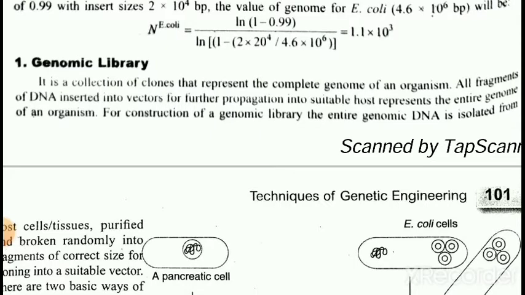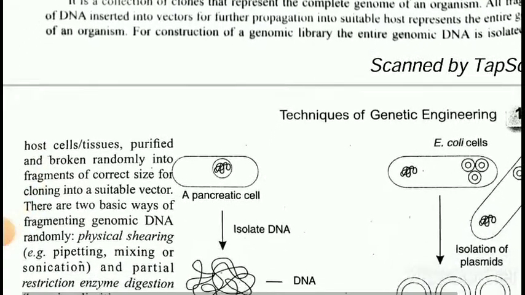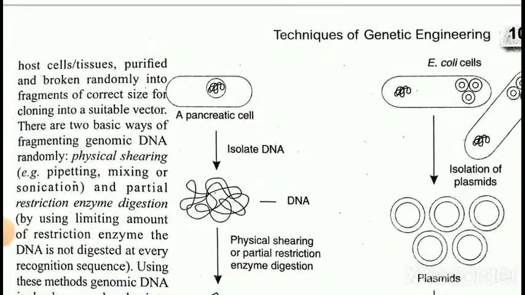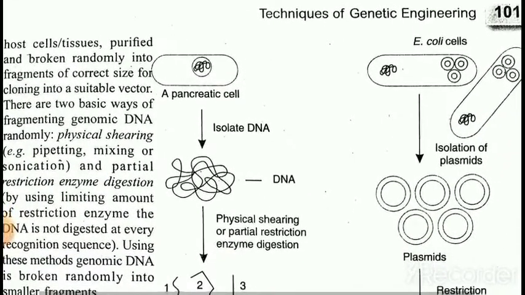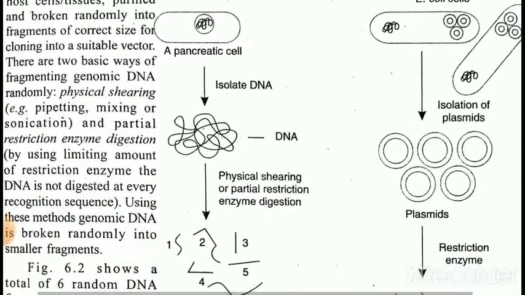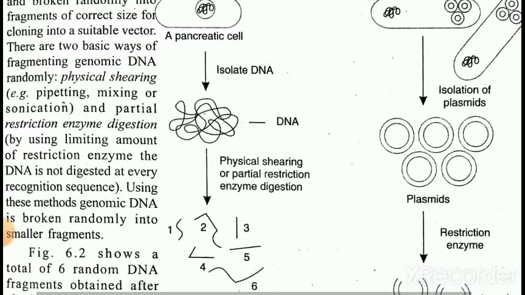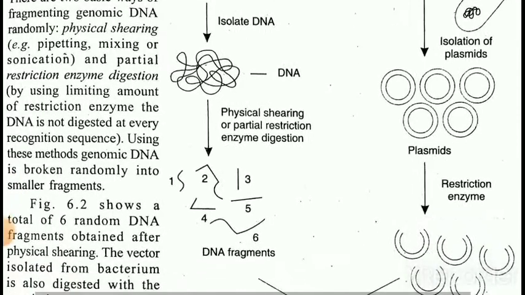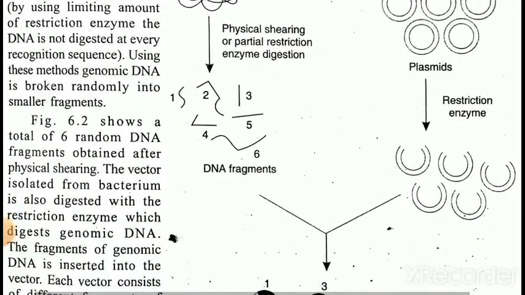1. Genomic library. It is a collection of clones that represent the complete genome of an organism. All fragments of DNA inserted into vectors for further propagation into a suitable host represent the genome of an organism. For construction of a genomic library, the entire genomic DNA is isolated from host cells or tissues, purified and broken randomly into fragments of correct size for cloning into a suitable vector.